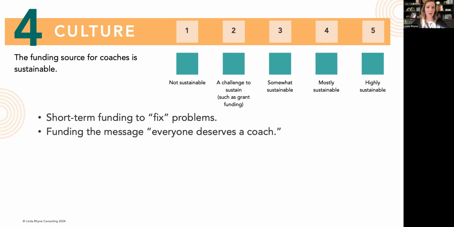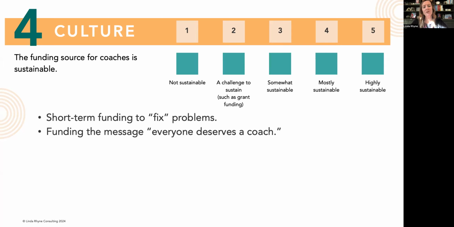So we have to consider how sustainable is it for us to fund this position, this human, right? And if it's a short-term funding solution, is it communicating the message that that coach is being hired to fix something that we identify is a current problem, but we don't anticipate being a future problem, right? This goes against the idea that everyone deserves a coach. Because if we truly believe that, then we would believe in the power of having a coach all the time and possibly for everybody, right?